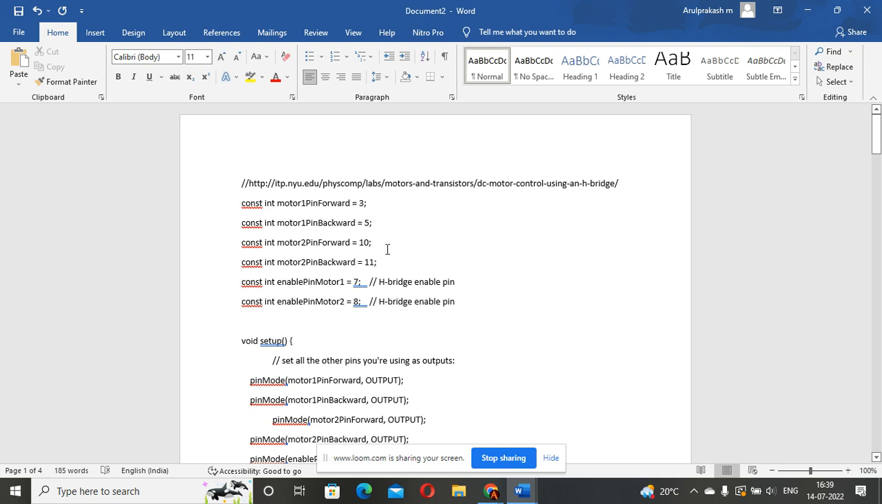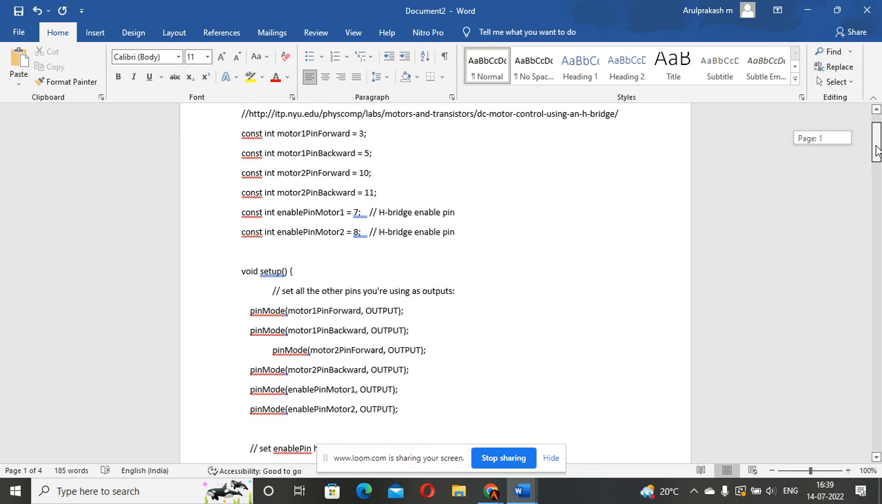Whenever we get the signal from pin 11, the second motor will rotate in the backward direction. Whenever the signal comes from pin 10, the second motor will rotate in the forward direction. Likewise, whenever you get the signal from pin 3, the first motor will rotate in the forward direction, and the same way, when you get the signal from pin 5, the first motor will rotate in the backward direction. These are all the declaration part.